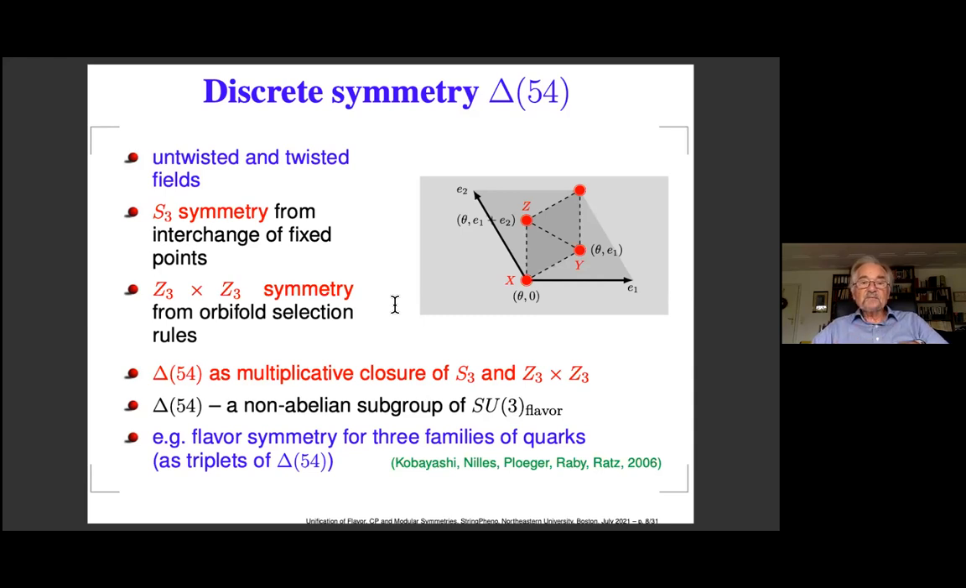So for example, in this case, we'll get a discrete symmetry Delta 54. We have the twisted fields, and we have an S3 symmetry from the interchange of the three fixed points. And from the orbifold selection rules, we have a Z3 times Z3 symmetry. The multiplicative closure of these groups will lead to Delta 54. Delta 54 is a non-abelian subgroup of SU3 flavor. It has 54 elements, and it could serve as a flavor symmetry for three families of quarks and leptons. And in this case, the quarks could be triplets of Delta 54.